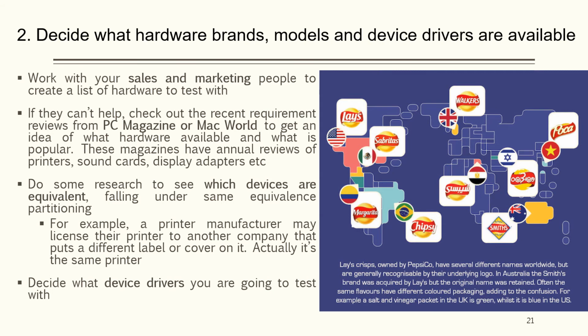Here in the picture you can see that Lay's chips owned by PepsiCo have different names and packaging in different countries. A salt and vinegar packet in the UK is green while it is blue in the US. The chips in the packets are the same and follow the same quality standards. So these do not need to be tested separately. They fall in the same equivalence class.